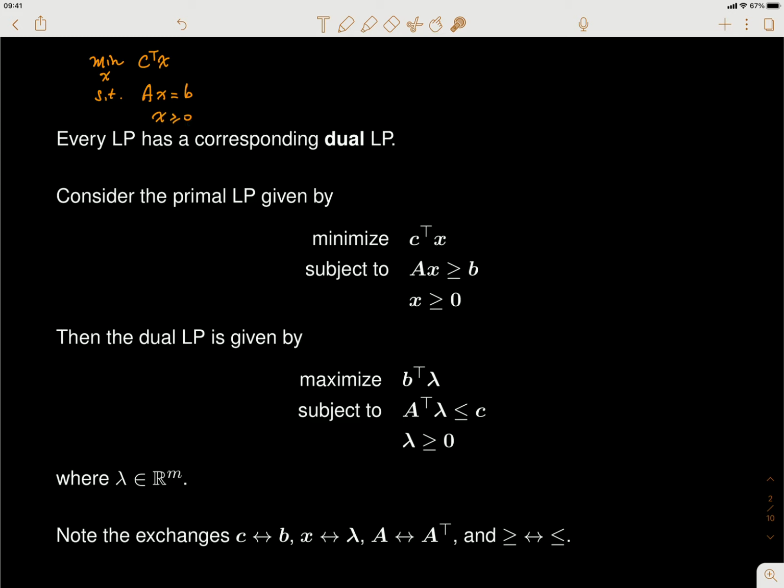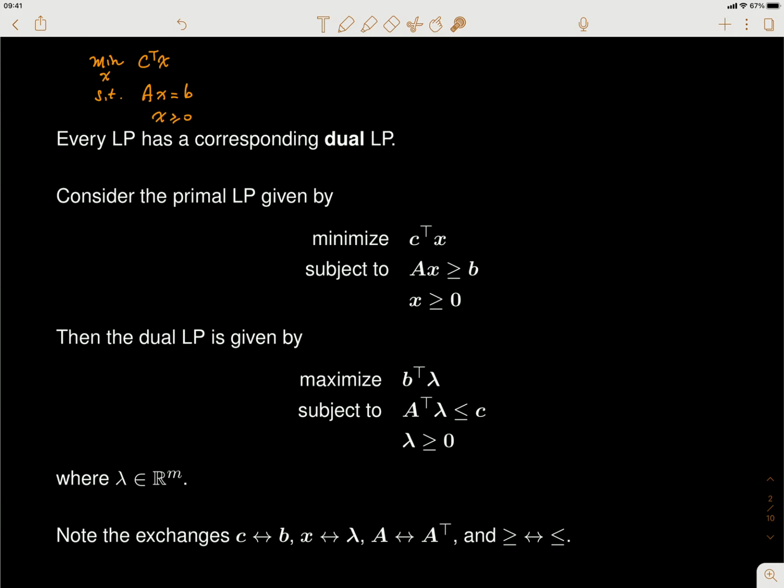But let's first consider this modified linear program, and we call this the primal linear program, where the objective function is the same as before. The constraint becomes an inequality constraint here, and x is bigger than or equal to 0. It's the same as before. Okay, so we call this a primal linear program. And then there's a dual problem of this linear program, which is given by the following one.